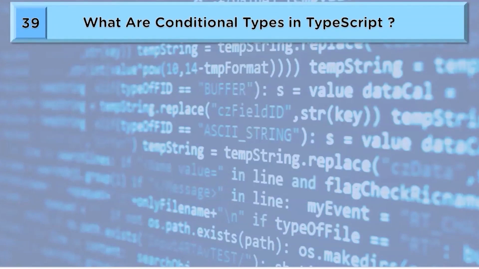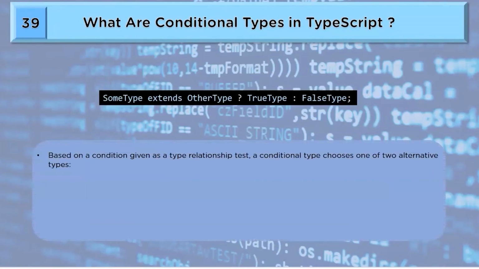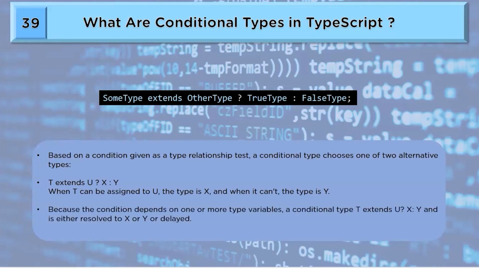What are conditional types in TypeScript? Based on a condition given as a type relationship test, a conditional type chooses one of two alternative types. When T can be assigned to U, the type is X, and when T can't, the type is Y. Because the condition depends on one or more type variables, a conditional type T extends U ? X : Y is either resolved to X or Y or delayed. Whether to resolve to X or Y, or to defer when T or U contains type variables, is determined by whether the type system has enough information to conclude that T is always assignable to U.